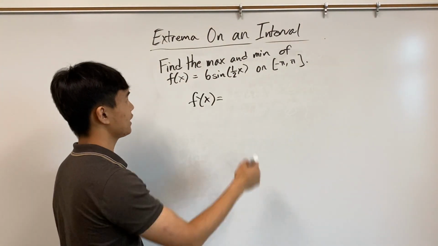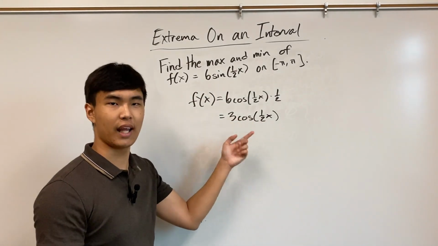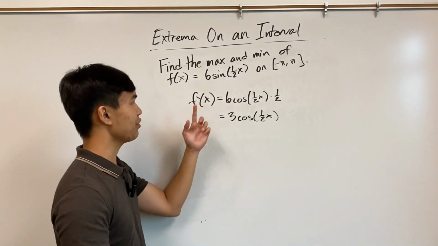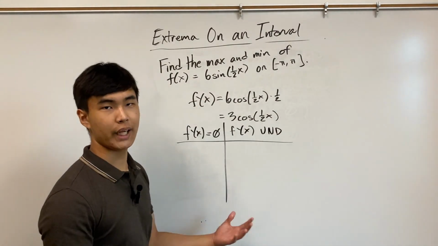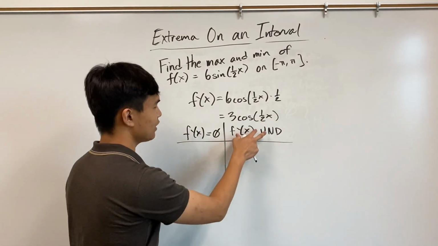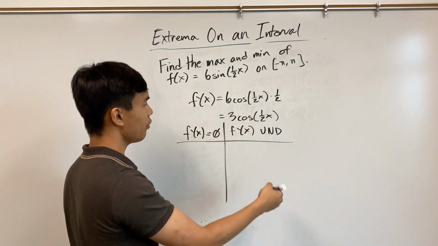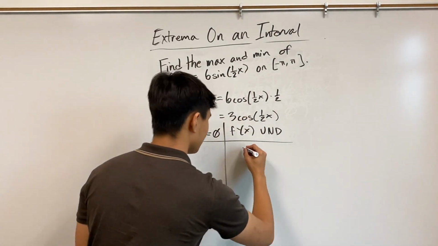So first, I'm going to start by differentiating my function. And we see by the chain rule, it's 3 cosine of 1/2 x. Now we need to consider when the derivative is 0 or undefined. And when I do this, I like to make this chart so I can organize my information. When we check to see when this is undefined, we see that it's actually never undefined because cosine is always defined for all x, so this does not apply.